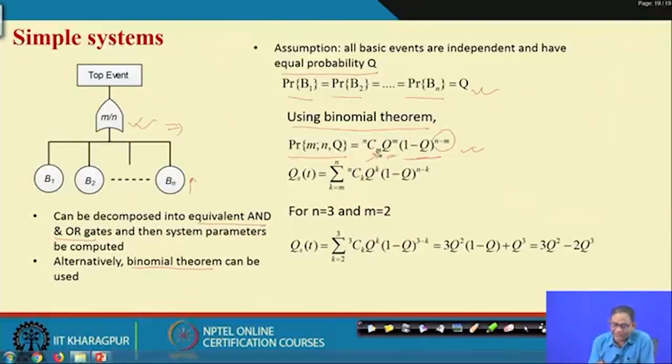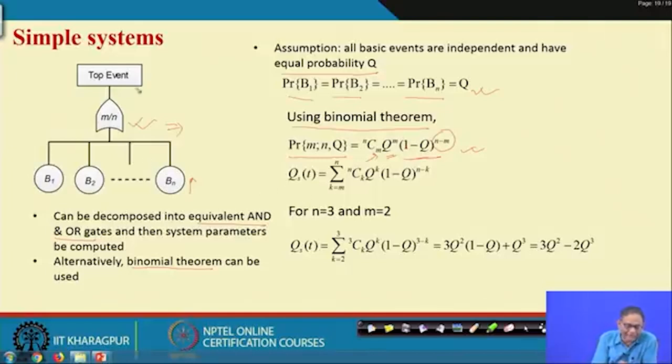So, this is the combination part, nCm: how many ways you can choose m components out of the n given. Then what is Q? Q is basically the probability that the component is unavailable, or in a failed state, to the power m. And then there is another probability, the success probability, which is 1 minus Q. The rest will be under success. So, 1 minus Q to the power n minus m.